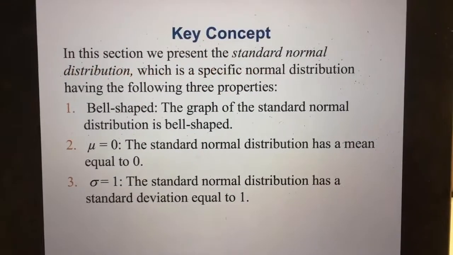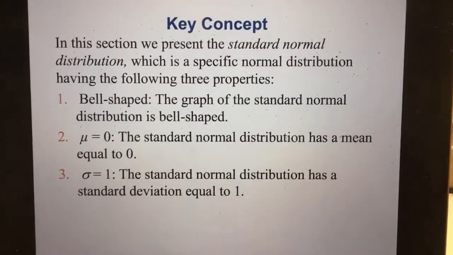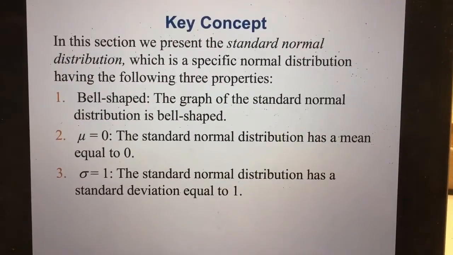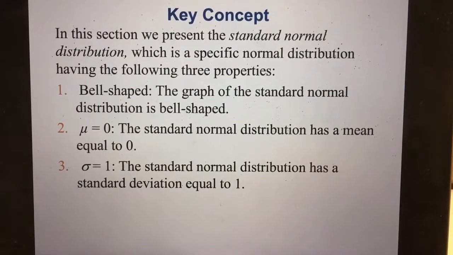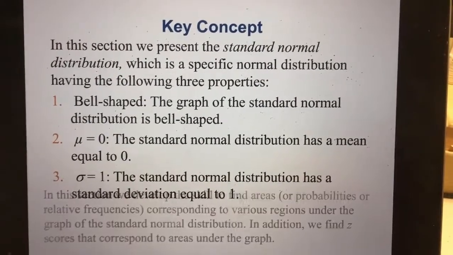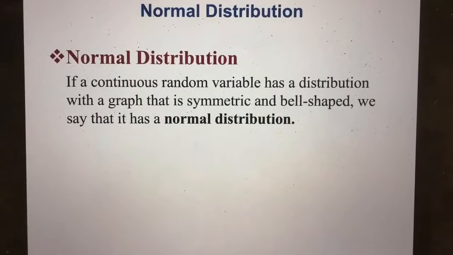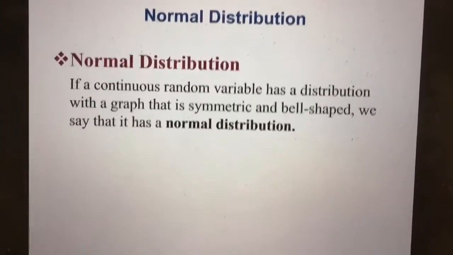So now we're talking about the key concepts here. A standard normal distribution is bell-shaped, and it has a mean of 0 and a standard deviation of 1, and we're going to be talking about that standard normal. But that's not the first thing we go into here. First, we'll talk about just the normal distribution as opposed to the standard normal distribution.